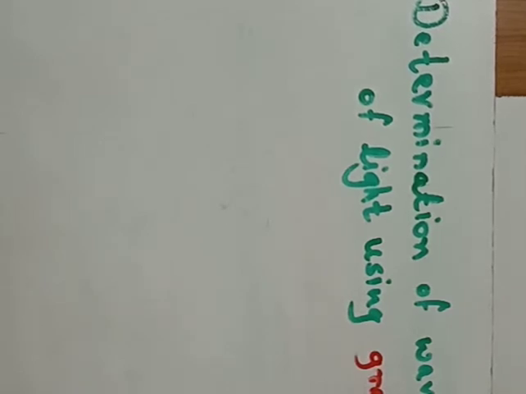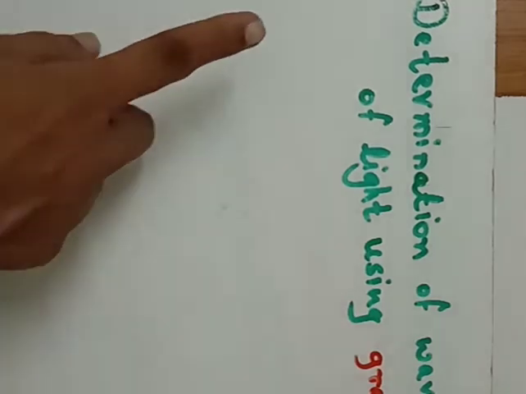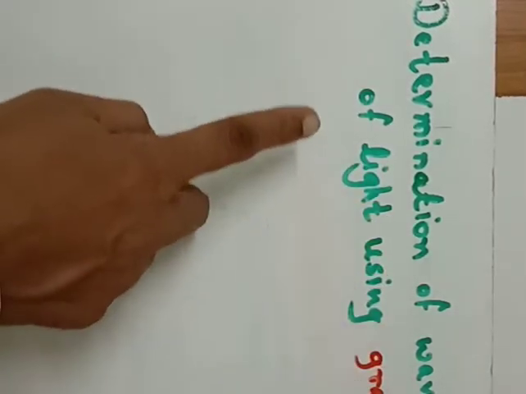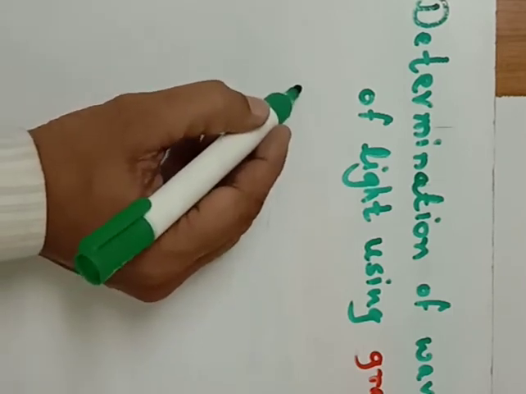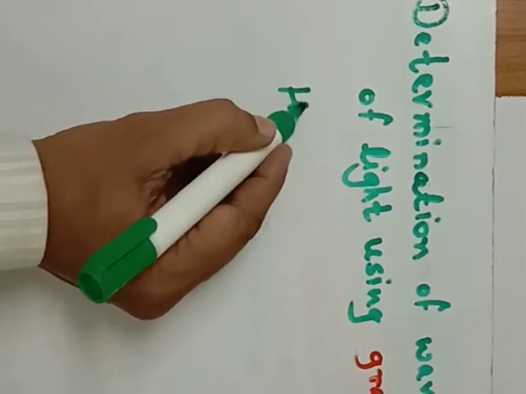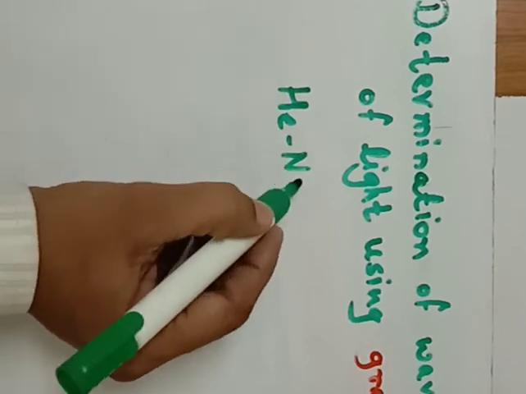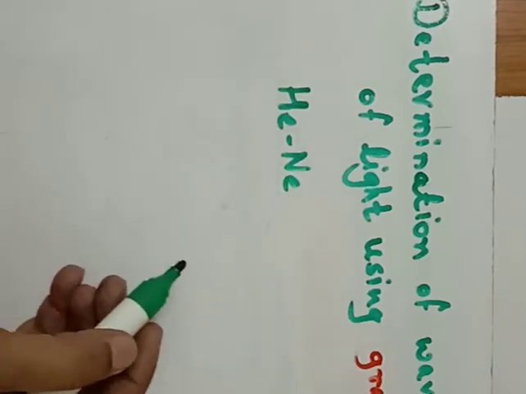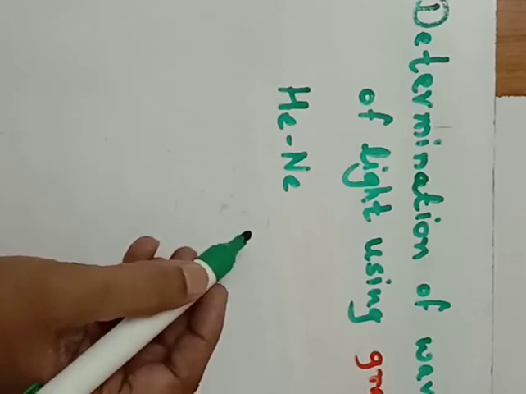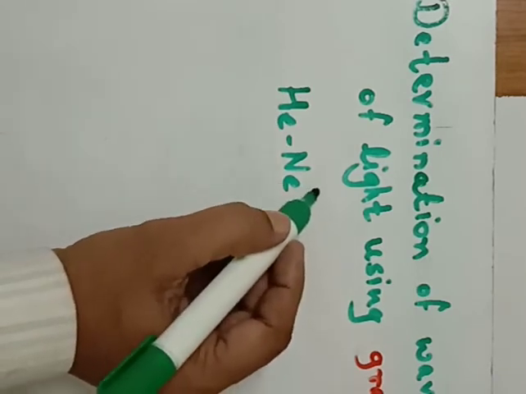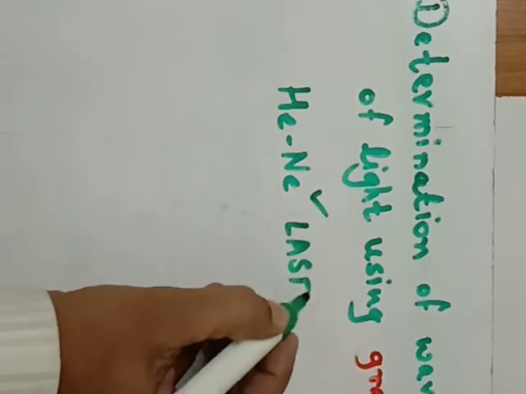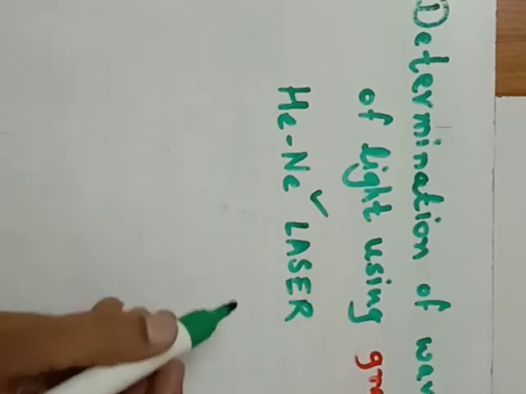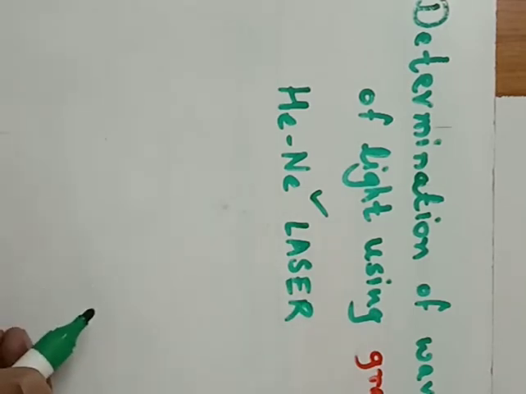Today we are going to discuss determination of wavelength of light using diffraction grating. For this we need laser source and we have helium neon laser source in our laboratory. And when grating is mounted and laser light is allowed to incident on diffraction grating, then beautiful diffraction pattern is obtained.